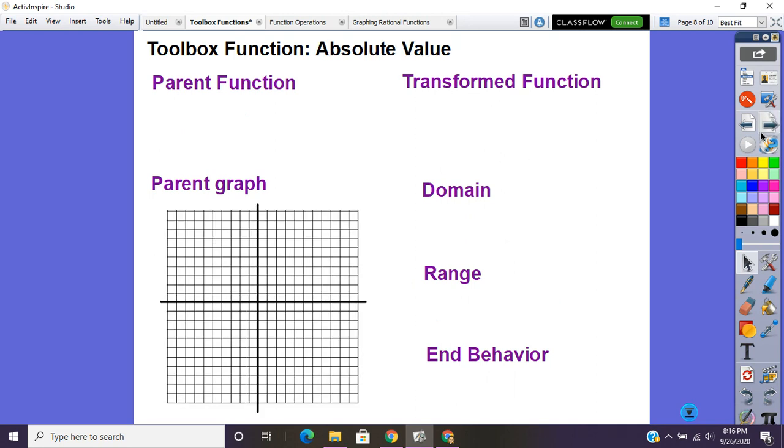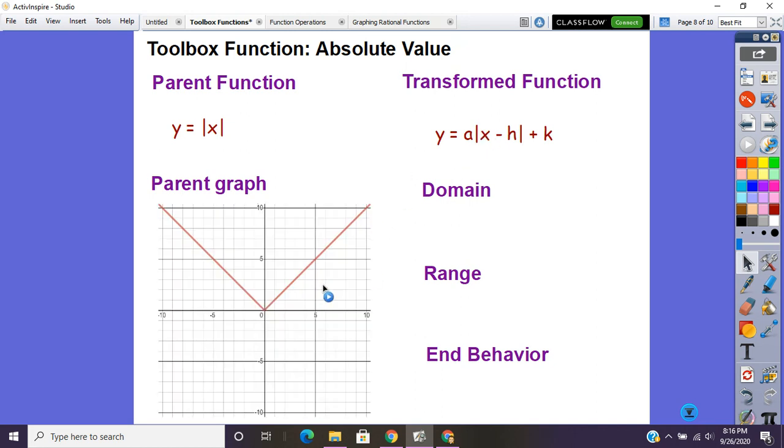And then our last one of today is our absolute value function, which is y equals absolute value of x. The transformed function looks like this, and once again, the a could be inside on all of these. So our graph is a V, and then our domain here from left to right is negative infinity to infinity, and our range starts here at 0 and moves up. So it is 0 to infinity, and then our end behavior is up, up.